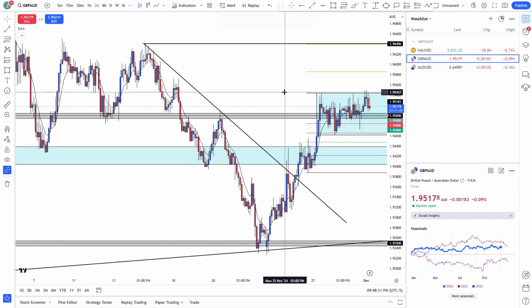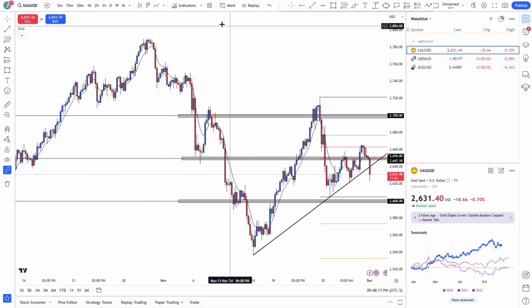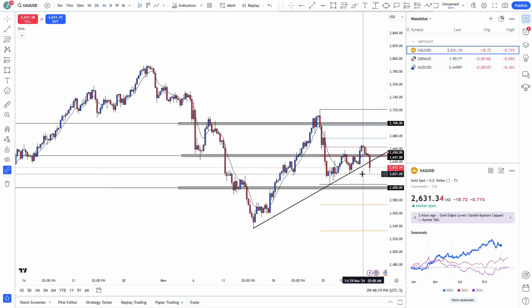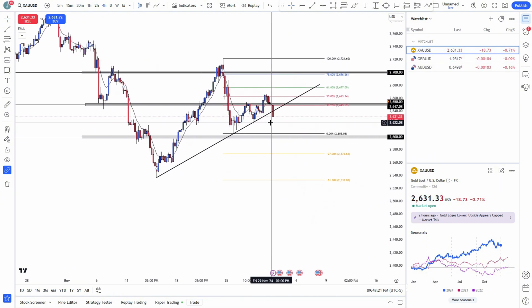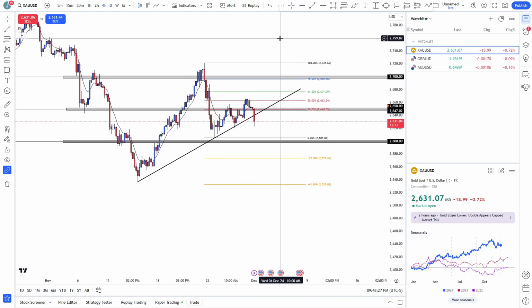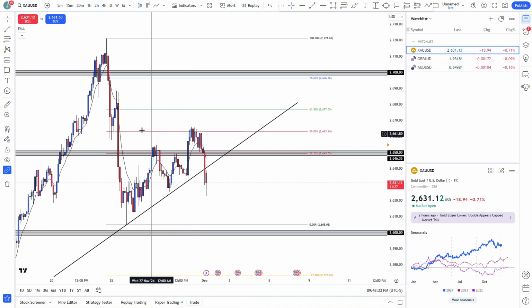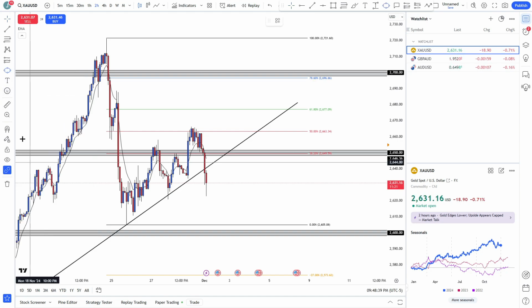Alright, so analyzing, we'll start with gold. It is the start of the week, and not live trading, but still analyzing to keep up with the markets and everything like that. So for gold, we are seeing a dump, we are seeing it drop down. My analysis for gold, really pretty simple.